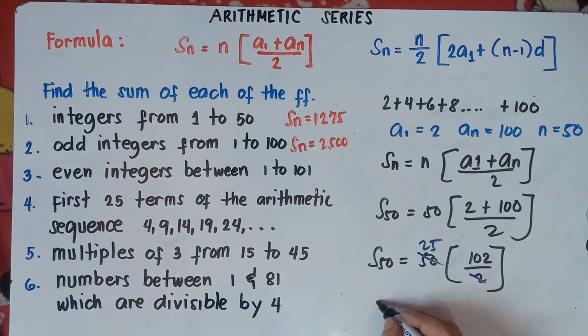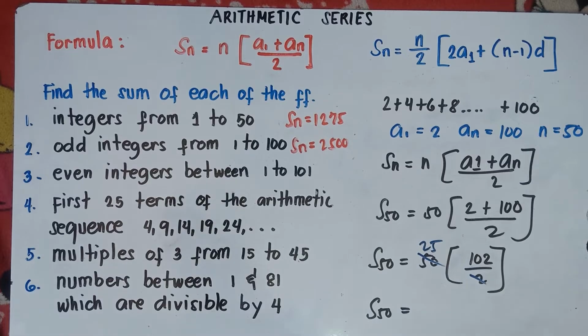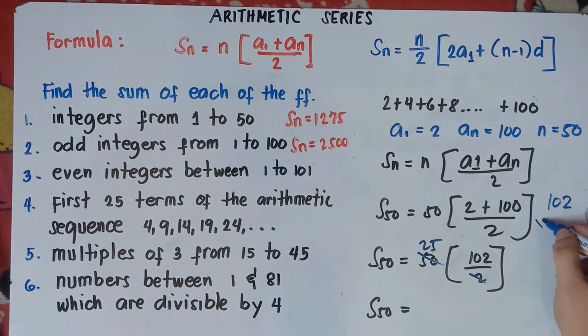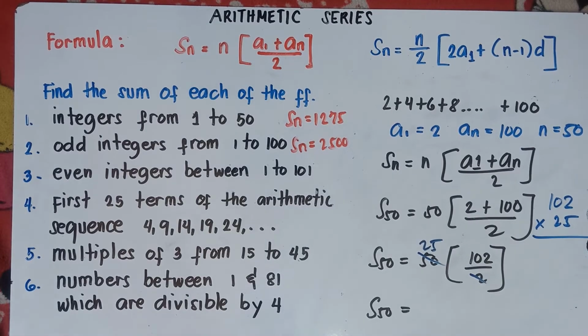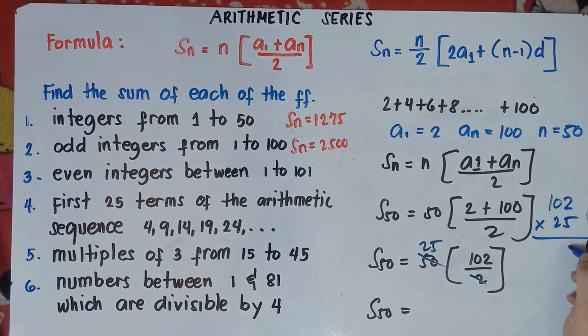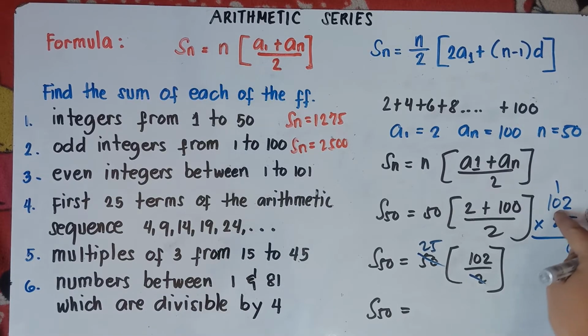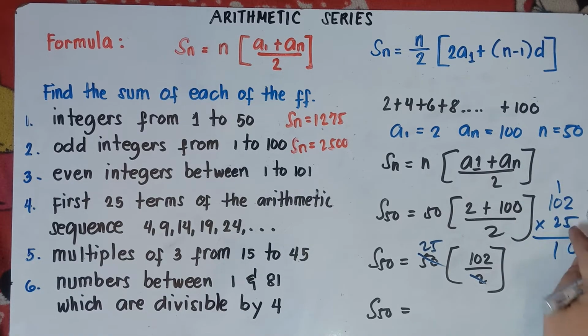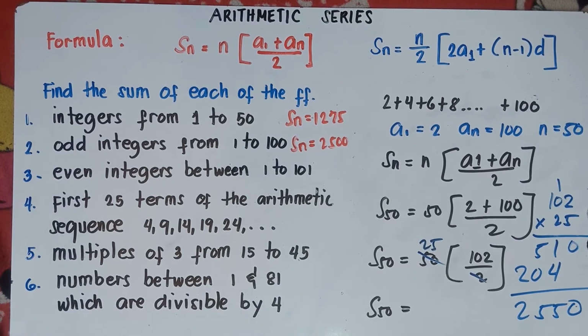Alright, so S sub 50 equals 25 times 102. So let's multiply that: 102 times 25. 5 times 2 is 10, 0 carry 1. 5 times 0 is 0 plus 1. 5 times 1 is 5. 2 times 2 is 4. 2 times 0 is 0. 2 times 1 is 2. So 2,550.